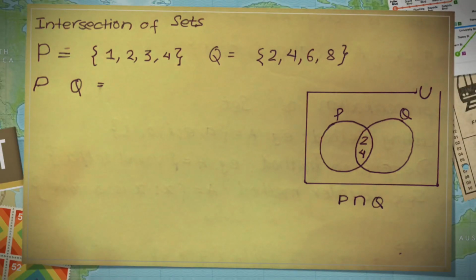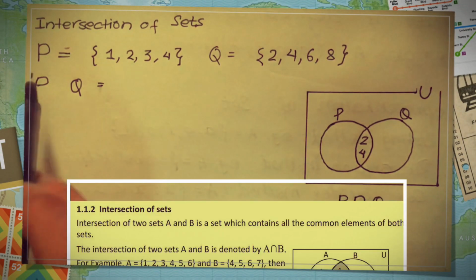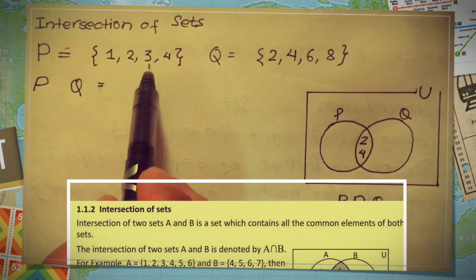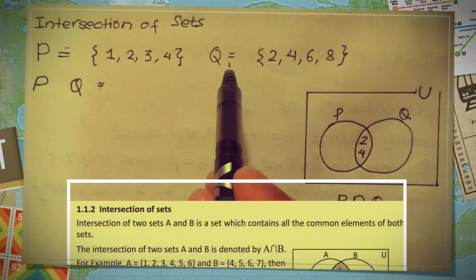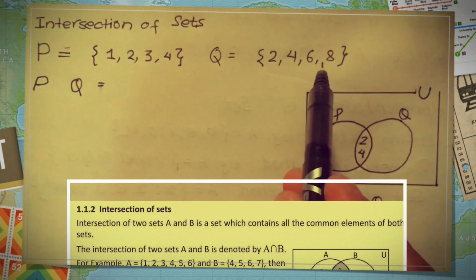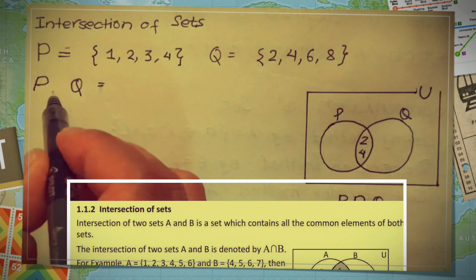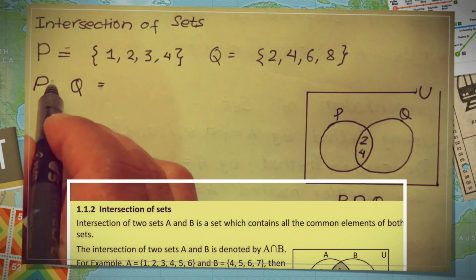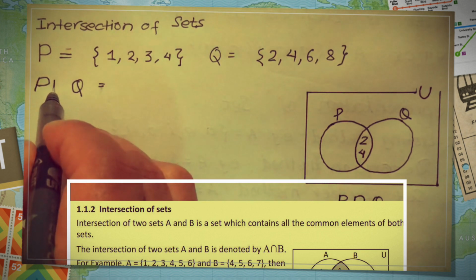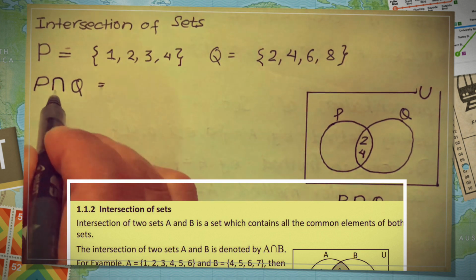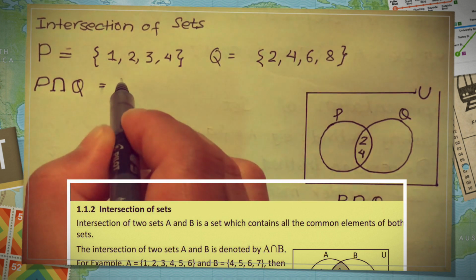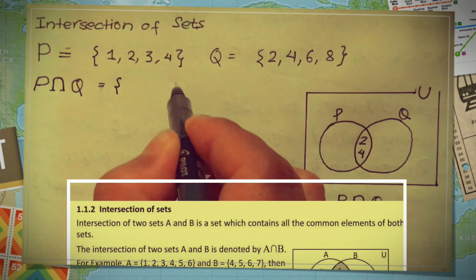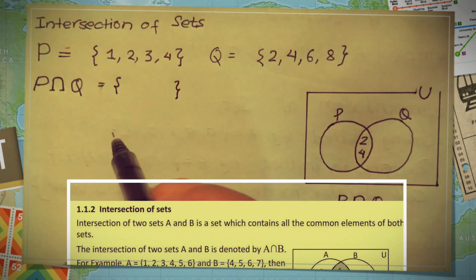Let's see another example. Intersection of sets P and Q. P consists of 1, 2, 3, 4 and the set Q consists of 2, 4, 6, 8. And the intersection of P and Q is mathematically denoted by this. This is the intersection symbol. So P intersection Q only deals with the common elements.